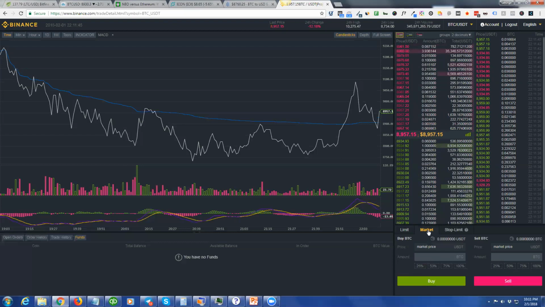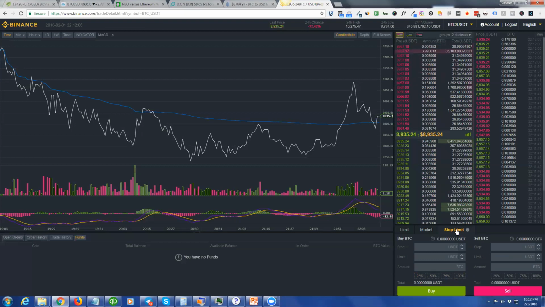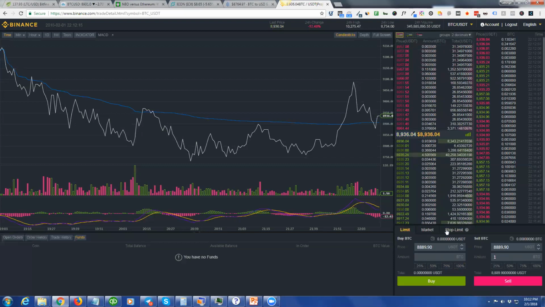You've got market buys, so you just put how much you want to buy at the current price. I'm not sure what these are. Again, I'm fairly new at this as well. Market means you want to sell your Bitcoin at the current price, whatever the exchange can get for it. And then you have your stop limit, which works the same as Bitfinex. So market, limit, stop order.